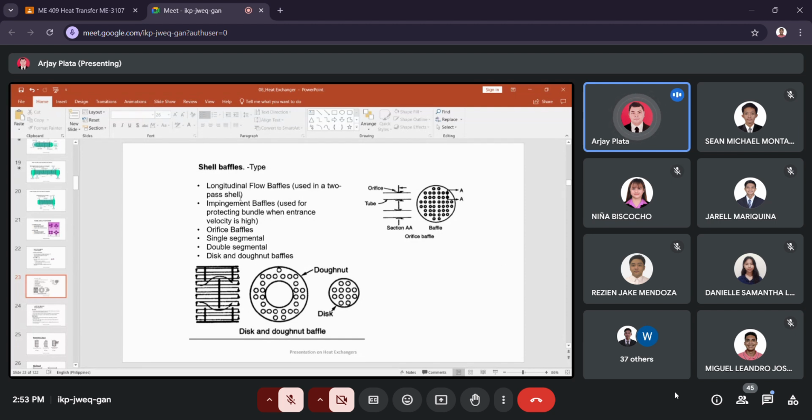So we have longitudinal flow baffles, impingement baffles, orifice, double segmental, disc and donut. So these are some of the baffle types, depending on the application. So disc and donut, so ito yung disc, ito naman yung donut. Minsan full baffle siya, no? Full baffle. So you will be the one to decide what type of baffle you will use. So it depends on the standards, the TEMA standards.